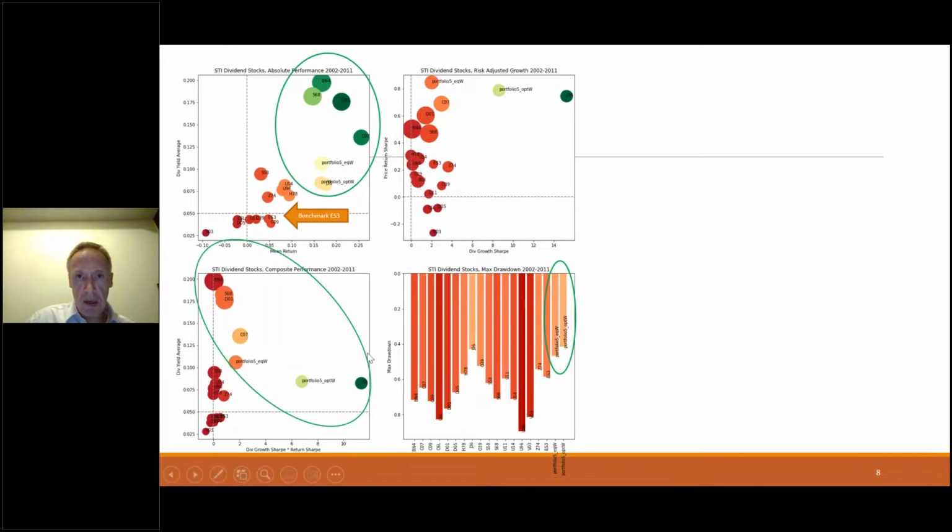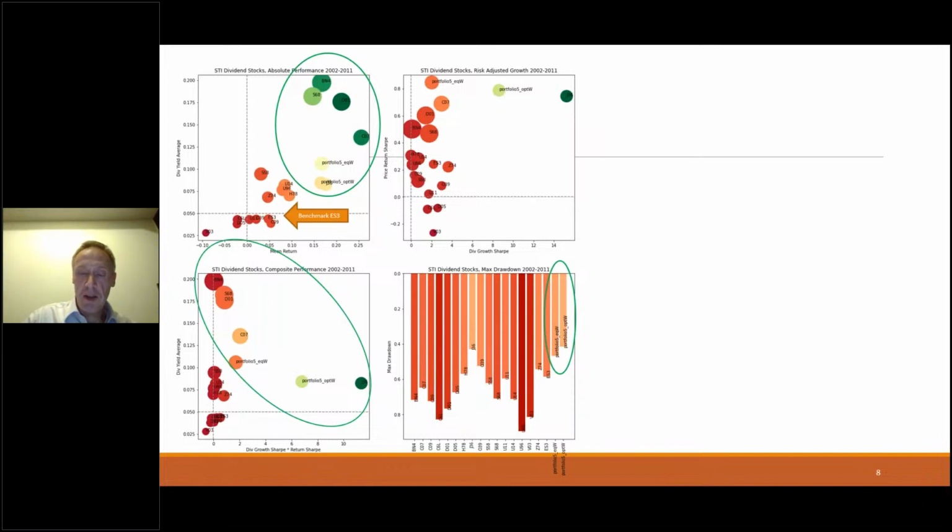They also have, and that's in the top right quadrant, a better dividend growth Sharpe and a price return Sharpe than the benchmark. And when you put those metrics together in the bottom left quadrant, my optimal weighted portfolio here in light green has a better average dividend yield and dividend growth Sharpe multiplied with return Sharpe than our benchmark ES3, which is here. And the portfolio also has a lower maximum drawdown than the benchmark ES3. So that was for the first 10 years. It all looks very promising.